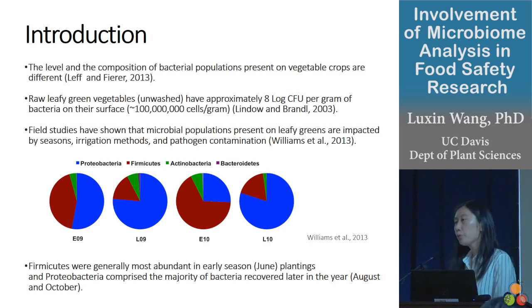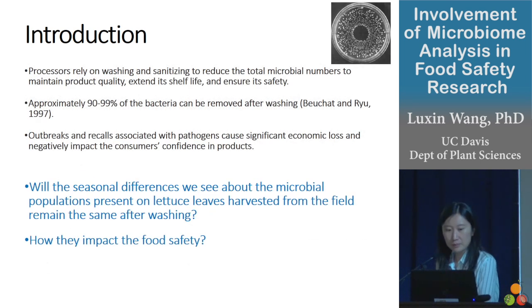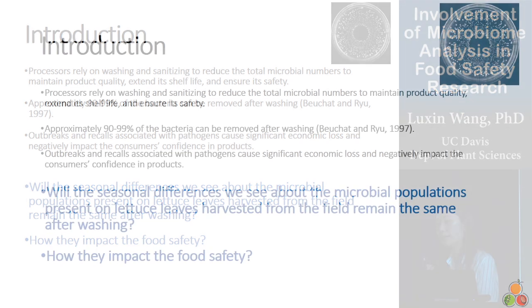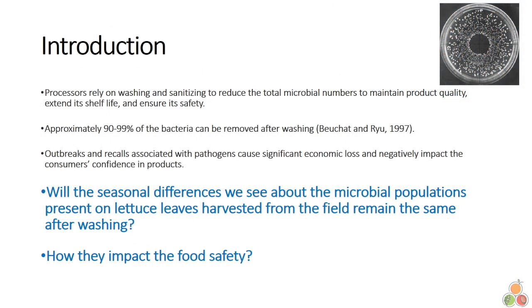From there, we know that after we harvest them, we rely on washing and sanitizing steps to control those microbes. Among all those 8 log, even more than 8 log bacterial cells, we need to remove them to extend shelf life, protect our food quality, and, equally importantly, ensure food safety, right? We add sanitizers in the wash tank in order to prevent cross-contamination. According to research, approximately 90 to 99% of the bacteria can be removed. It's an impressive number. We say, oh, 99% is good.